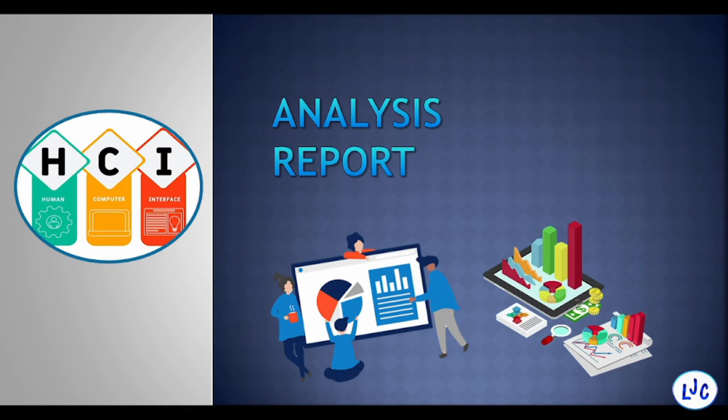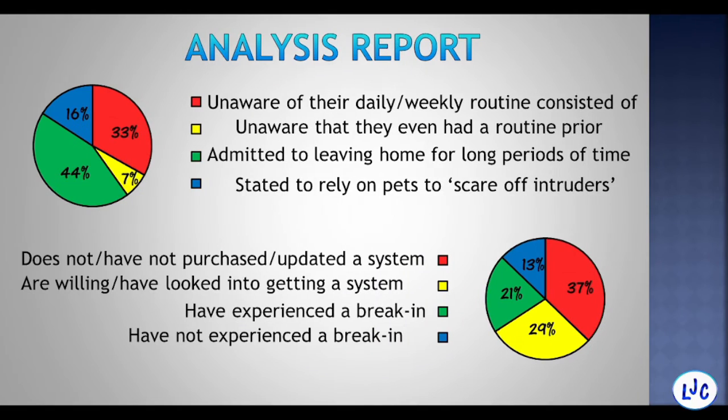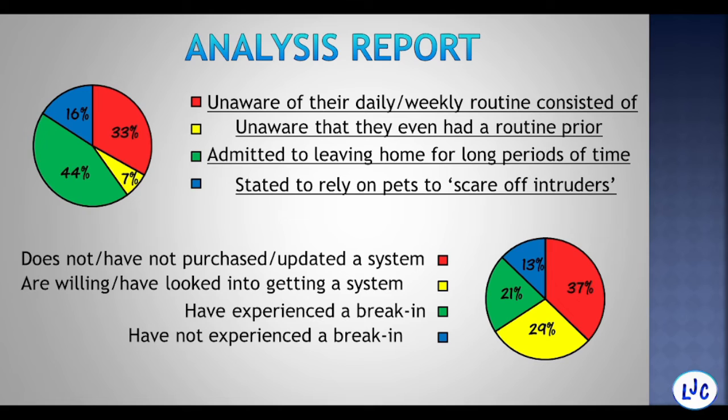After collecting, sifting through, and organizing the information collected from the survey sent out, I was able to represent the responses in 2 main pie charts. The first chart shows that 33% of the responders were unaware of the things they did on a weekly to daily routine. 7% admitted to not even knowing they had a routine prior to taking the survey, while 44% of the survey said to have been away from their homes for long periods of time, and the remaining 16% stated to rely on pets to scare off intruders. Now, these kinds of patterns can be monitored and used against you. For example, if someone knows you go grocery shopping every Thursday from 7 to 8, that would be their best chance to make an attempt on your home.